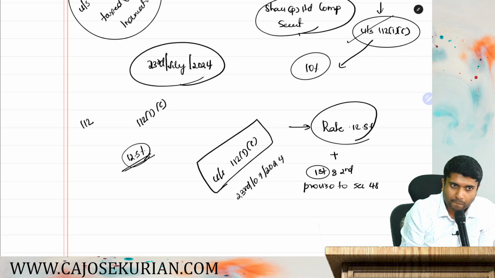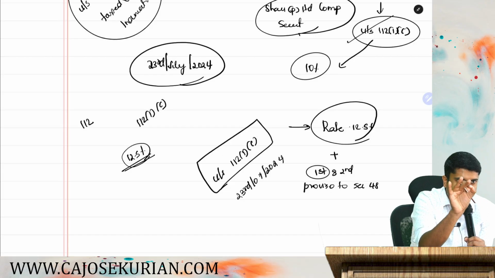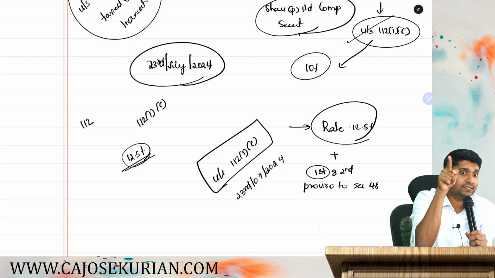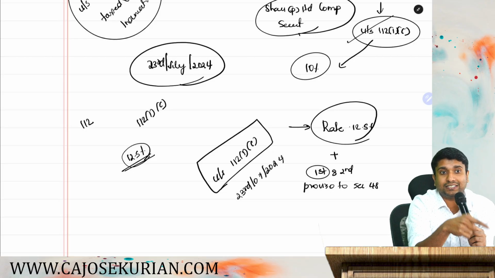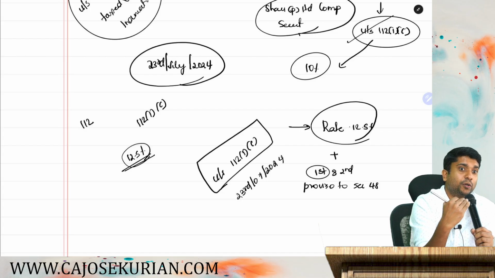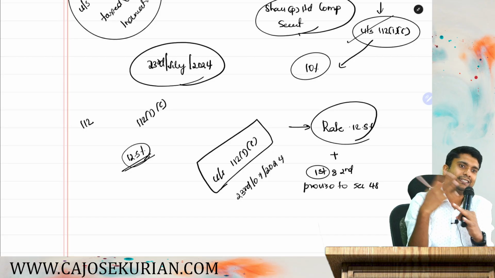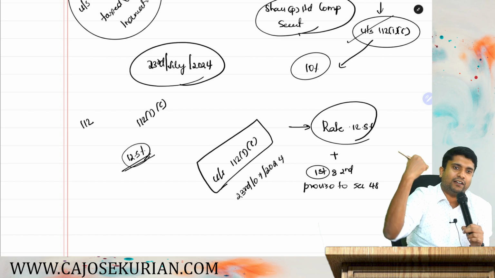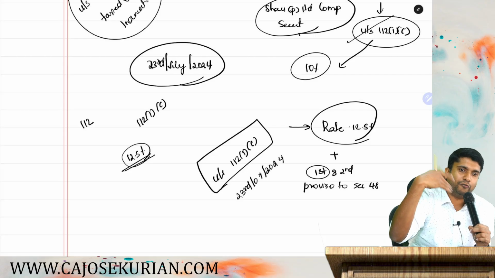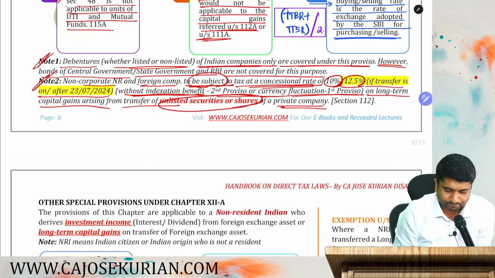Are you with me? So, after 23rd July 2024, if you are a non-resident or a foreign company, you want to pay taxes under 112 subsection 1 clause number C. For that, you must transfer the shares of a private limited company or securities of a private limited company. If you are opting for 112 subsection 1 clause number C, no change in the rate, it is 12.5% only. But there is one speciality. What is that? First proviso to section 48, you don't have to follow. You can ignore first proviso to section 48. That's what they are saying.